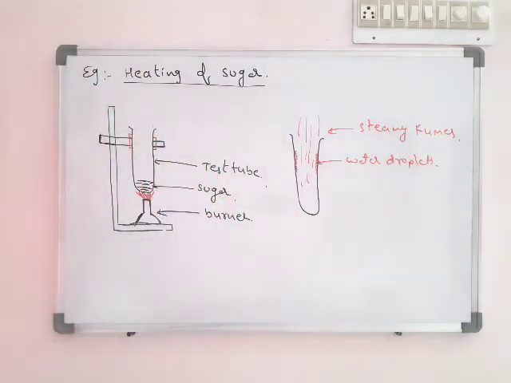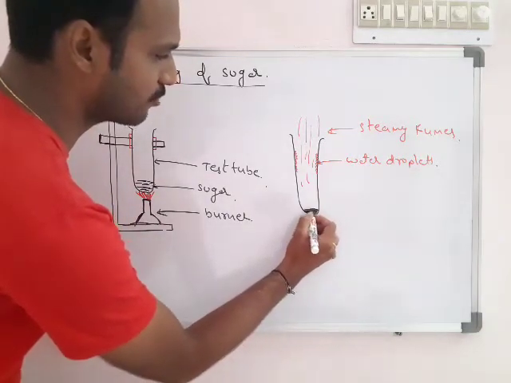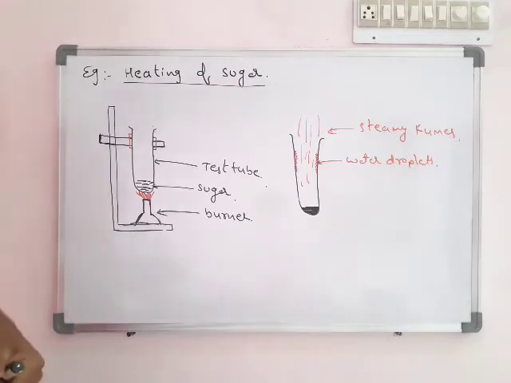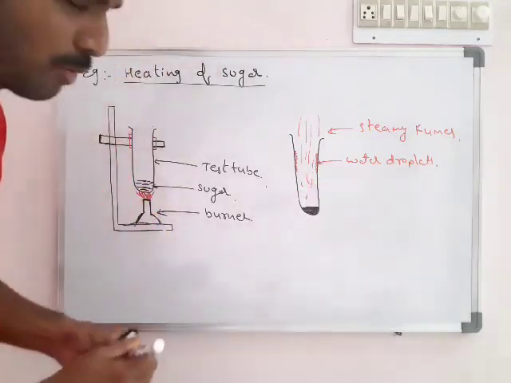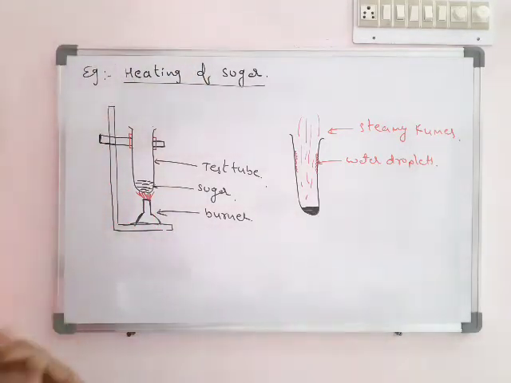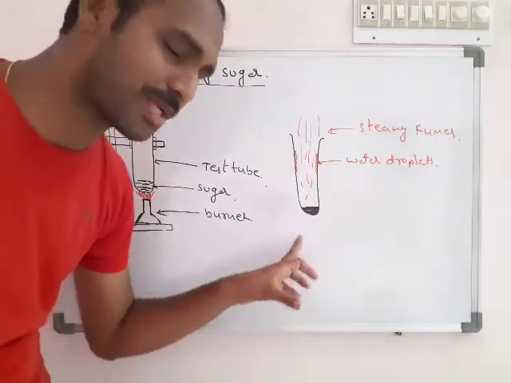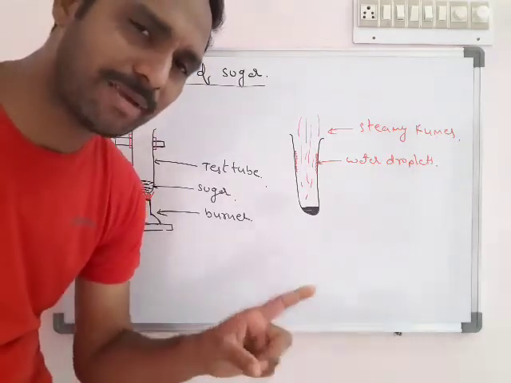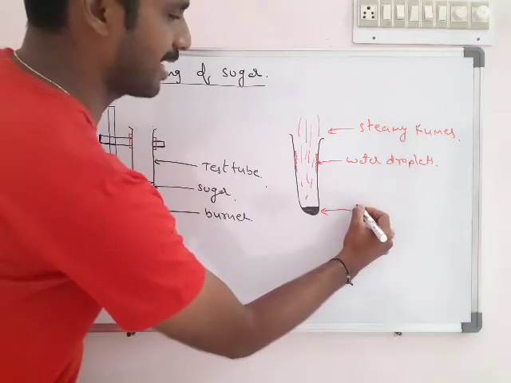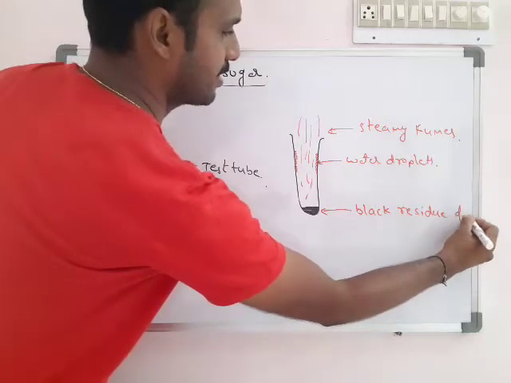And finally we observe a black color residue, a black color mass formed at the bottom of the test tube. What is that? It is a black residue of carbon. Residue means the finally remained compound. The final remained substance is called residue. Here, the residue is carbon, a black color residue made up of carbon.